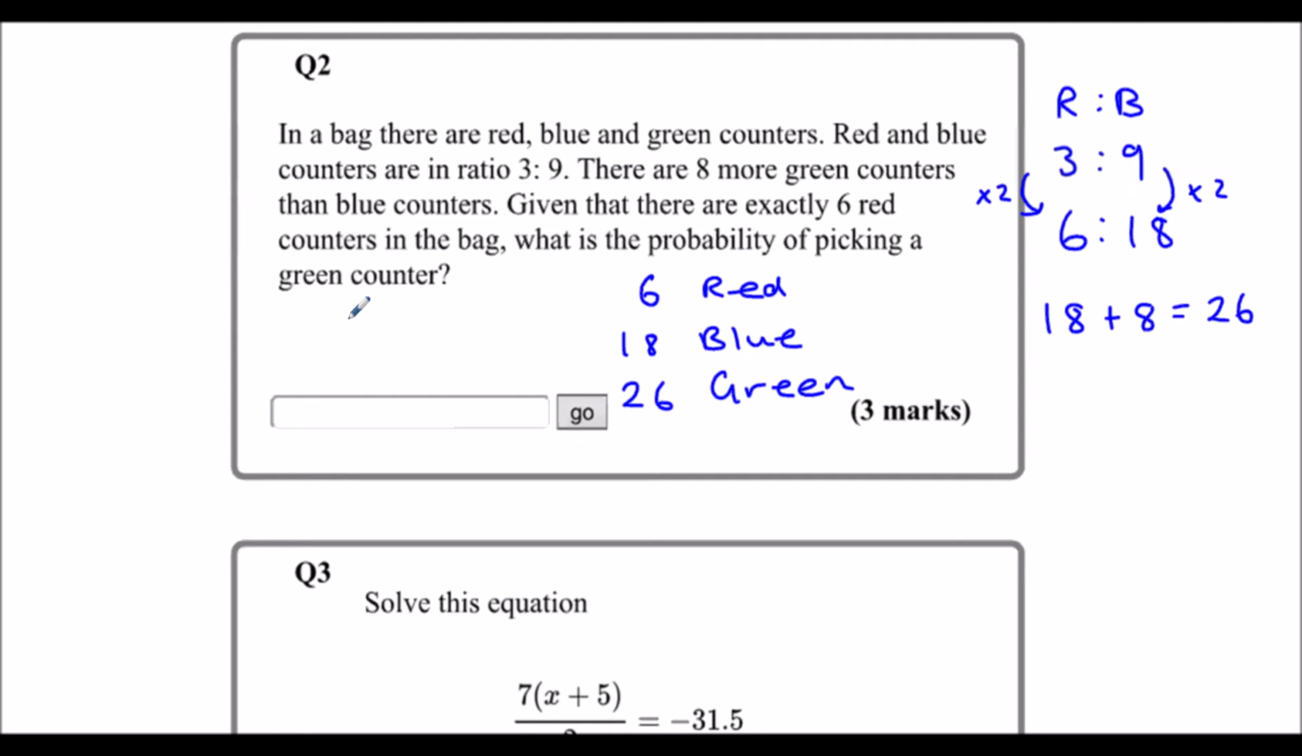So it's green, 26, out of the total. 6 plus 18 is 24, plus 26 is 50. So we've got 26 out of 50. And that's our probability. We could simplify it to 13 over 25, but either one of those is the probability. Or we could even give it as a decimal, which would be 0.52. You can give a probability as a fraction or a decimal, it's not a problem.